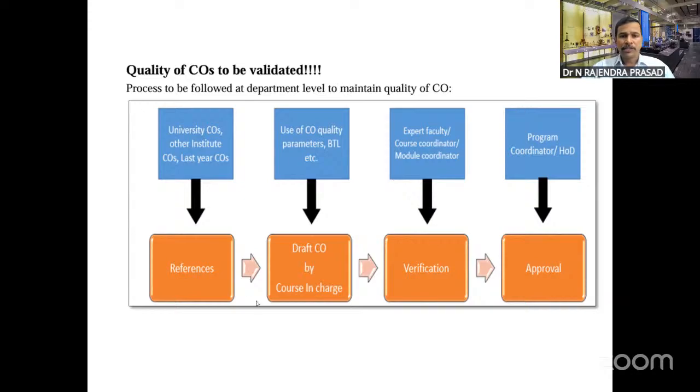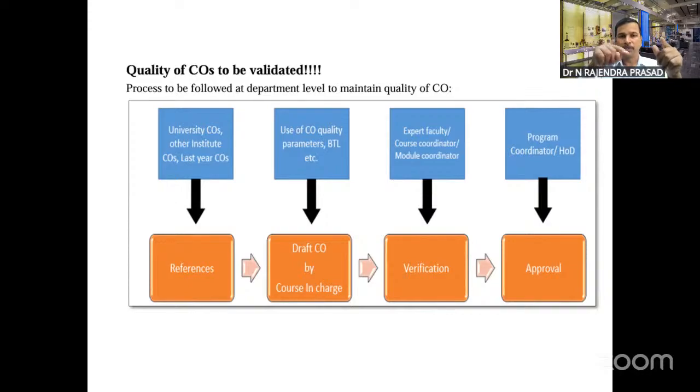Then, once these reference COs are taken, use those COs to develop quality parameters. You have to assess the Bloom's taxonomy level to achieve that. You draft your CO. Who has to draft the CO? The course in charge. In your department, there are 8 teachers. 8 teachers have to share 8 courses to develop the COs for all those 8 courses. So there should be a course in charge. In this outcome-based education, the course in charge will be playing a crucial role.